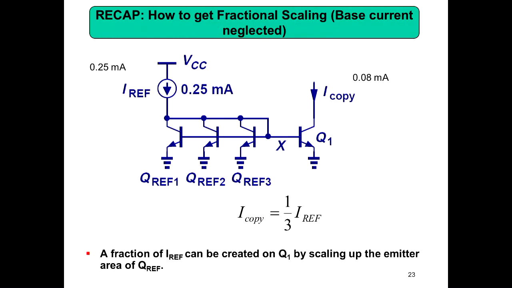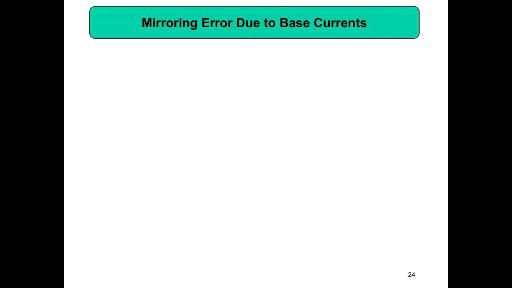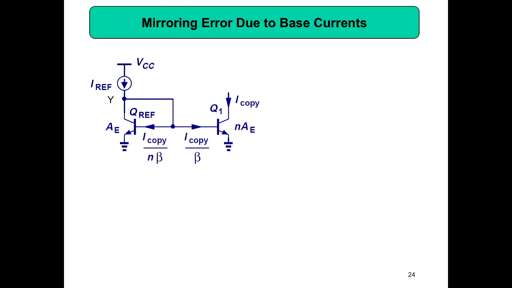So again, for scaling down there will be an error, the same is applicable to scaling down. Then how to find out the error? We are going to find out the error for the mirroring when you take into account the base current.